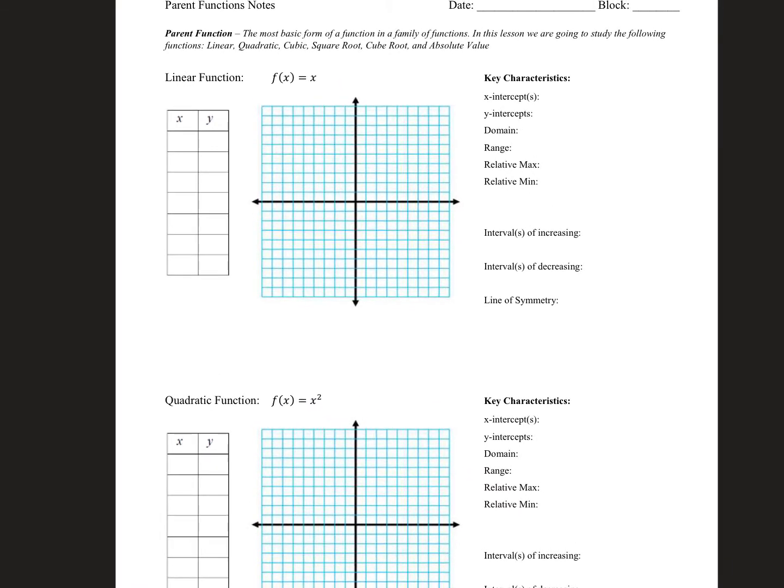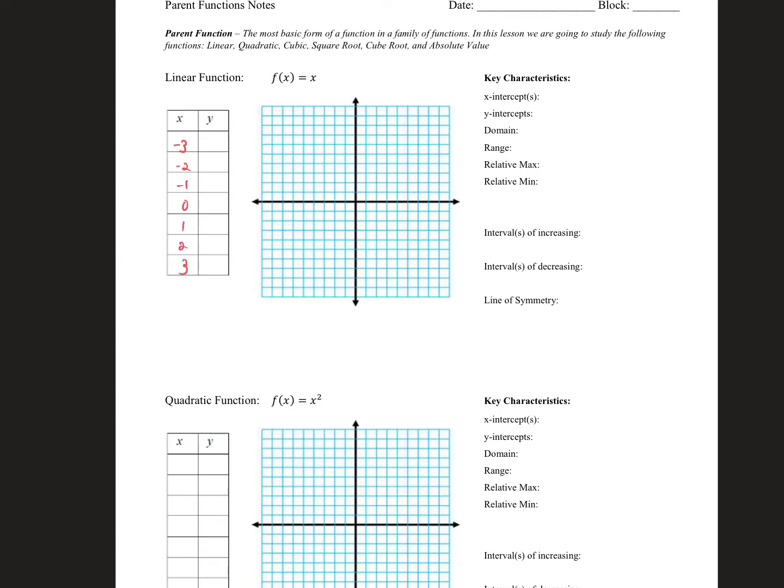F of x equals x. So we have y equals x. Now, when I'm plotting or trying to figure out what the parent function looks like, or plotting any graph for that matter, I'm always going to try to plot some values that are positive as well as negative to kind of get a general sense of what this graph looks like. And you want to plug in nice, easy values. So maybe we choose -3, -2, -1, 0, 1, 2, and 3.